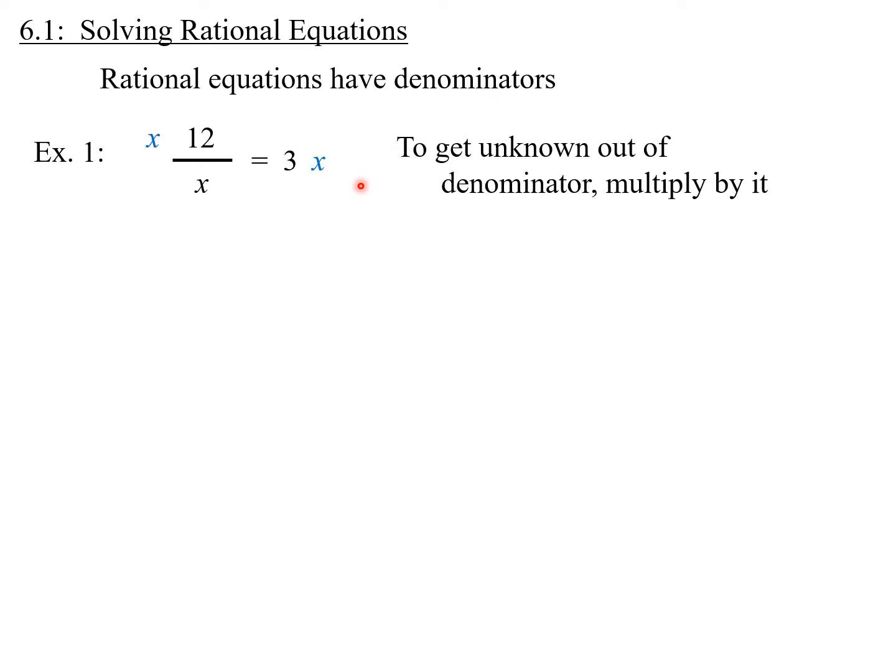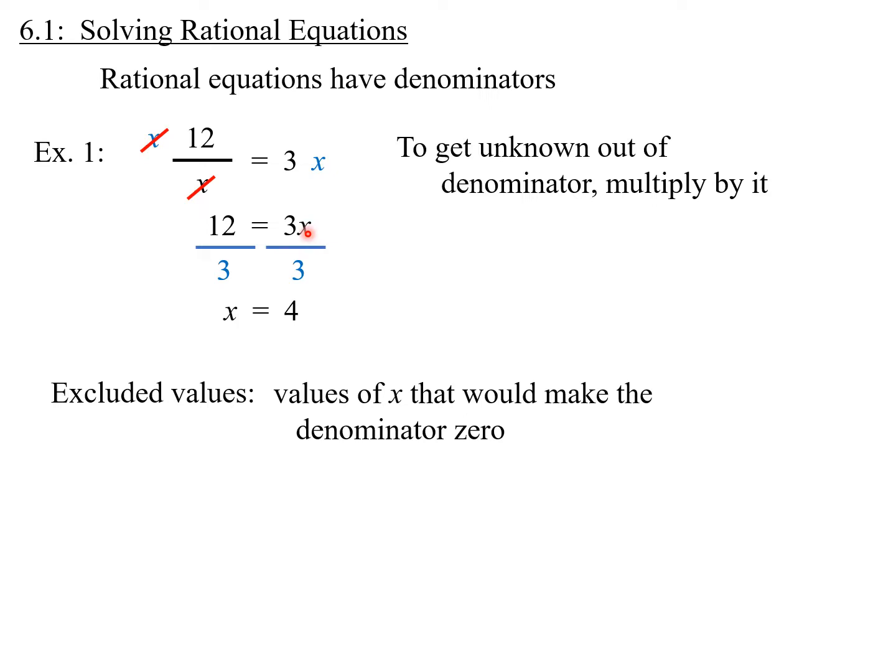All right, and after cancellation, we get 12 is equal to 3x, and by dividing by 3, we get x equals 4. Fairly straightforward, but we have to think about something called excluded values in these problems. An excluded value is a value of x that would make the denominator 0. In this case, since the original equation was 12 over x, x equals 0 is an excluded value. X cannot be 0. However, the solution to this is x equals 4. So that is not an excluded value, so that makes x equals 4 a valid solution.